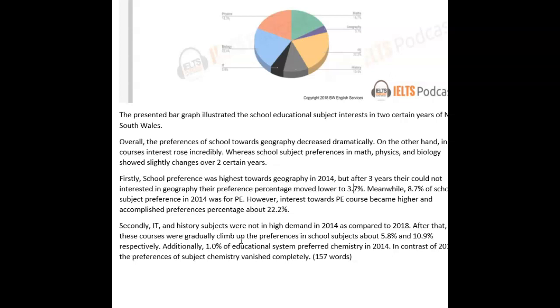We only have these 2 years here. So we know what it was in 2014, we know what it was in 2018. So instead, we can say something different. After that, these courses rose in the preferences to 5.8. Well, it's not about, it's exactly. So rose to 5.8 and 10.9 respectively. Additionally, 1% of the educational system preferred chemistry in 2014. In contrast, in 2018, the preferences of chemistry vanished completely.